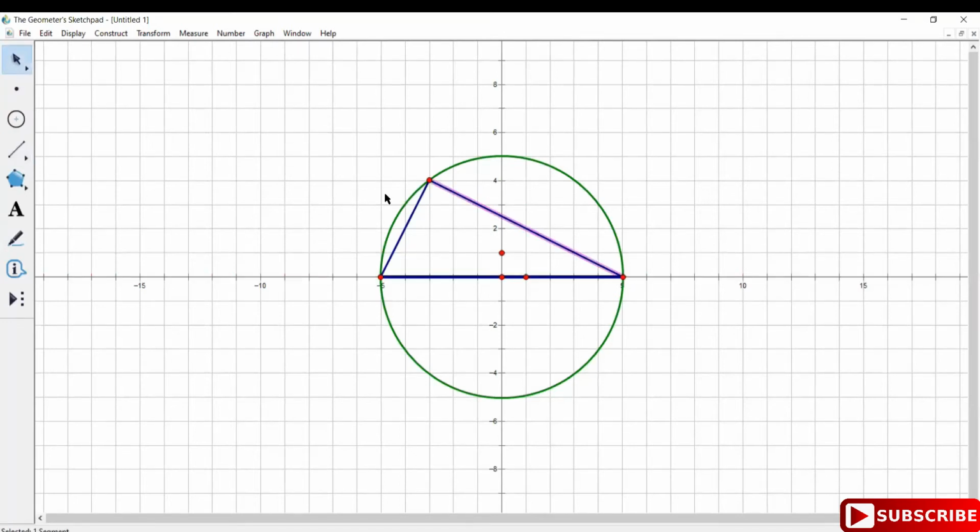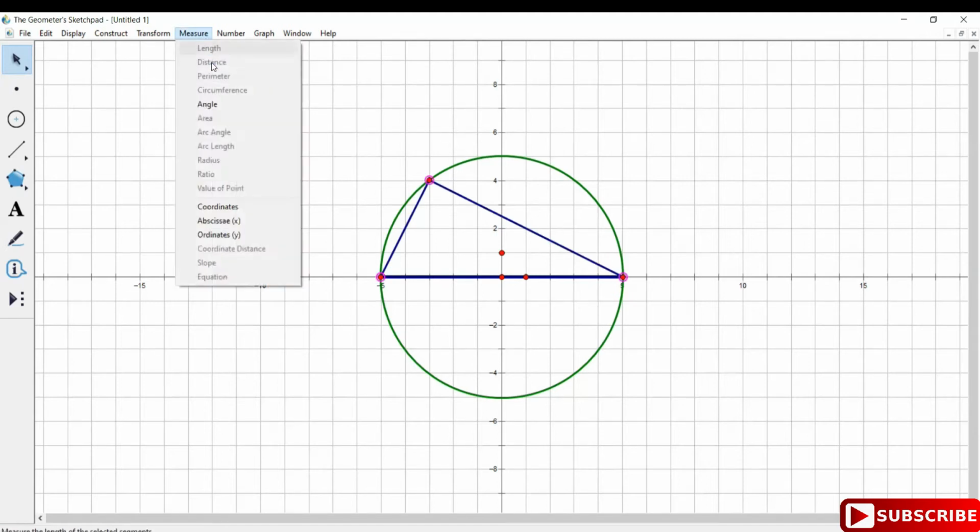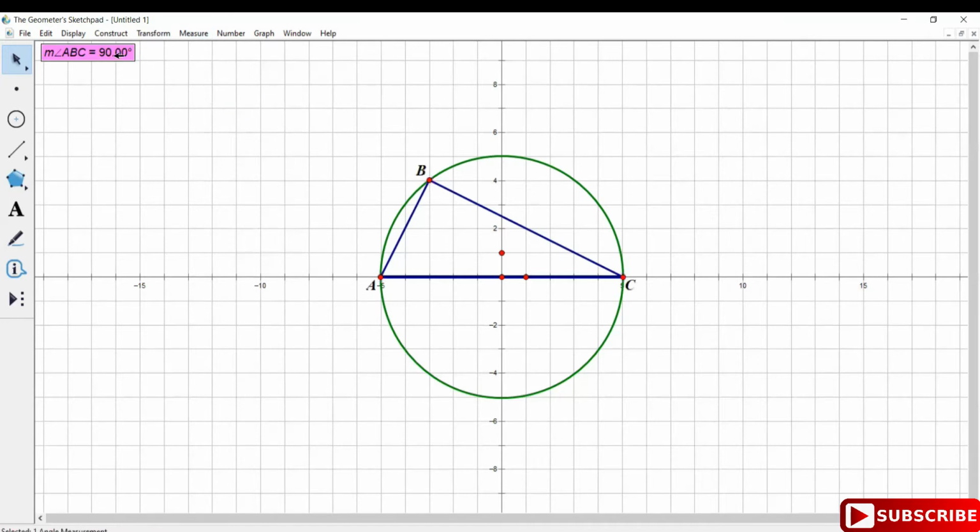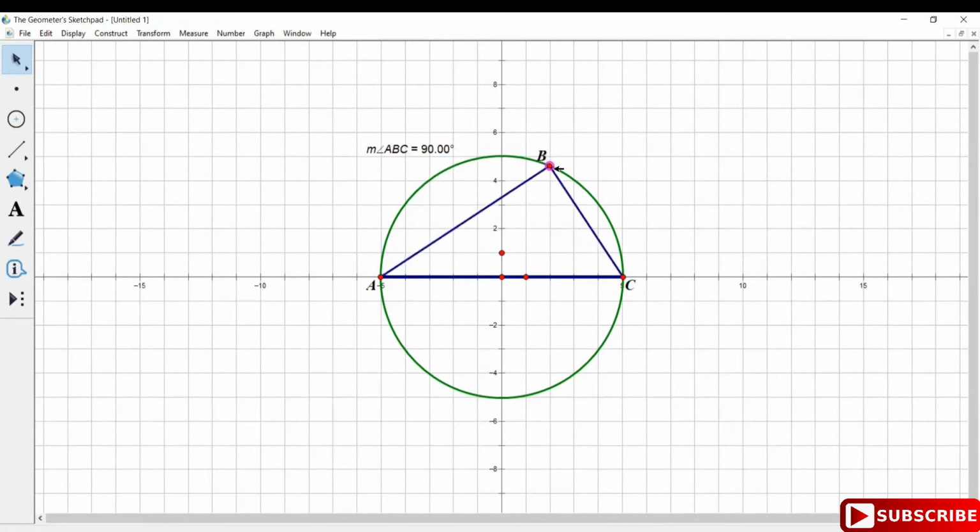Then what we're saying is that this angle is supposed to be 90. The angle subtended by the diameter is 90. Now, let us check it out. Let's measure that angle. Oh my God, it's 90. No matter where we move it on the circle, the angle is 90, because the angle subtended by the diameter is 90.